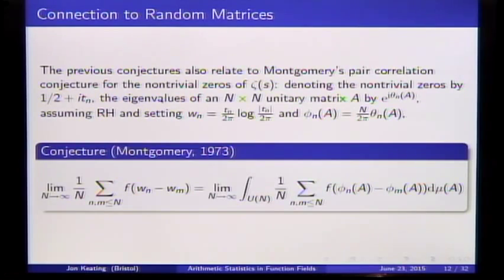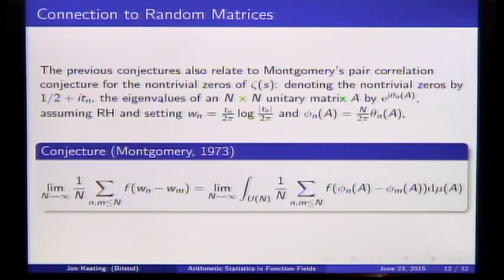You can frame his conjecture as follows. He says, OK, you get this correlation function of the zeros, and you compare that to a correlation function for the eigenvalues of some unitary matrix. And what you do is you take an n by n unitary matrix A, its eigenvalues lie on the unit circle. You look at the phases theta_n. You scale those phases to have mean density 1. Call those numbers phi_n. And you look at their correlations.